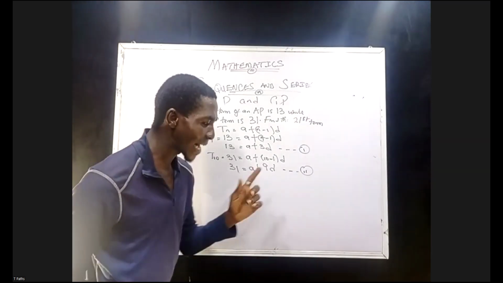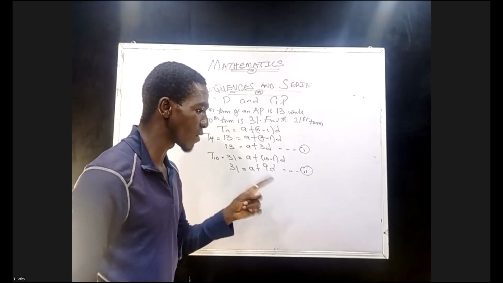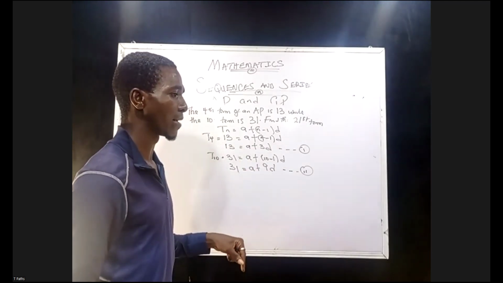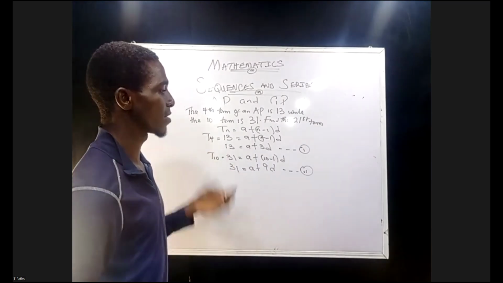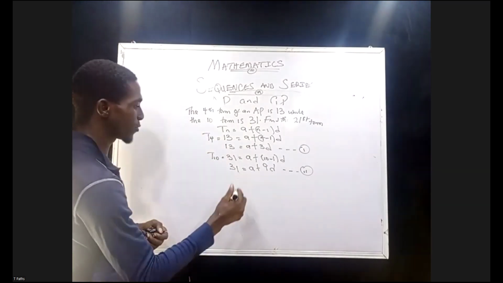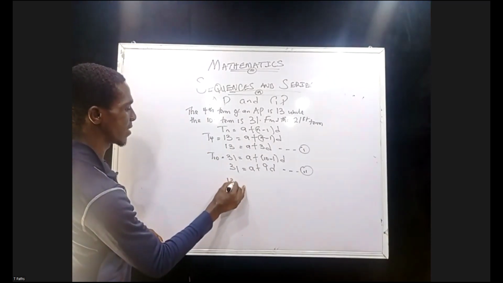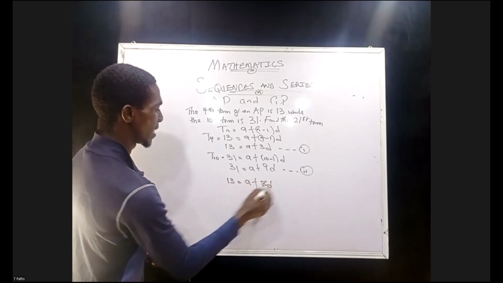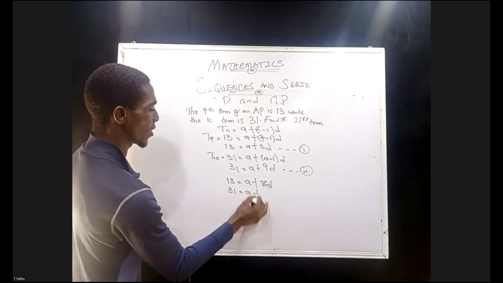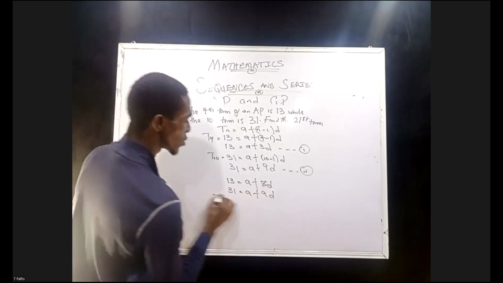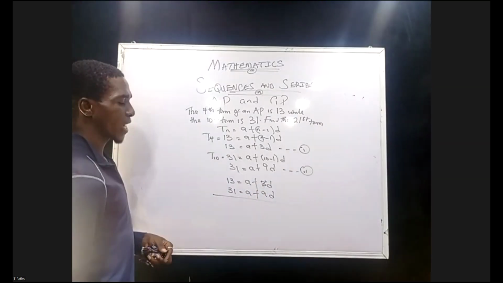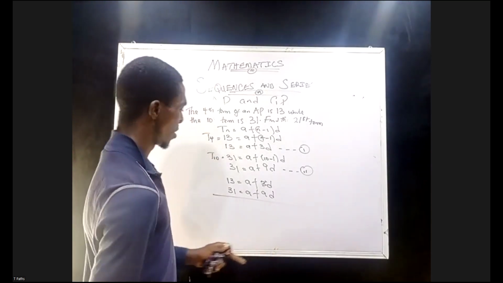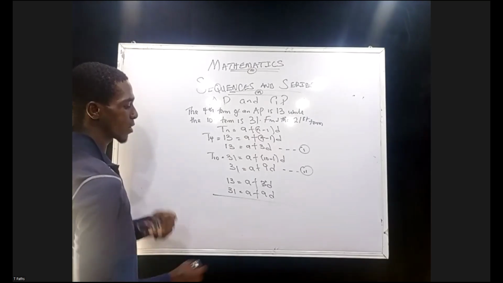Now, remember in the last class, we did simultaneous equations. This is where the idea of simultaneous equations comes into play, because you are going to be solving this question simultaneously. You bring the two equations together: the first one, 13 equals A plus 3d, then the second one, 31 equals A plus 9d. Solving simultaneously, we can use the shortcut method I taught you in the last class, which is the elimination method. We have a common term there, so we subtract.